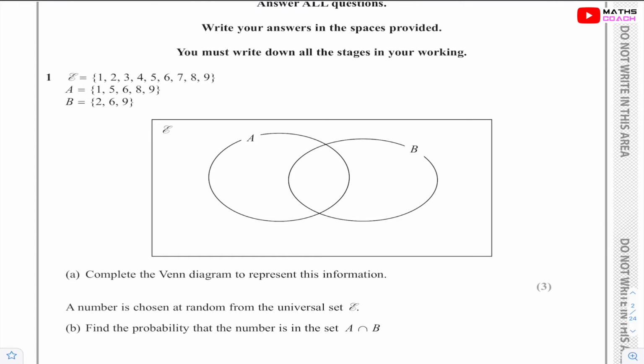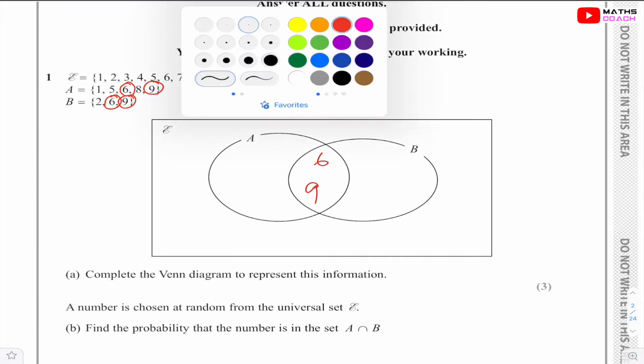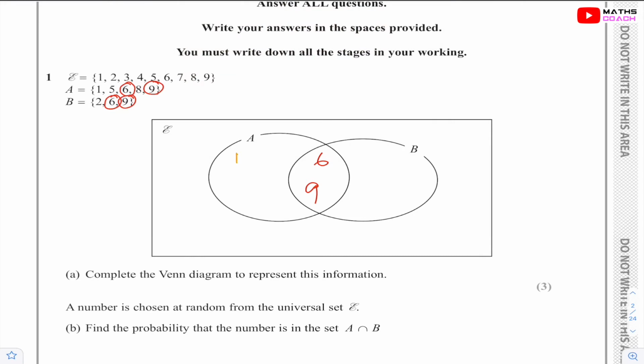So if you have a look at the list of numbers, you'll notice that both A and B have certain numbers in common. So 6 here and 6 here. And we can write that 6 directly in there because they both have it. Another number which is also common is 9. 9 both of them have, so we can write 9 in there. As for the others, A only has 1, 5 and 8. So we can write those numbers in here. Let's use another color. So 1, 5 and 8. So that takes care of all the numbers for A. And B only has the number 2.